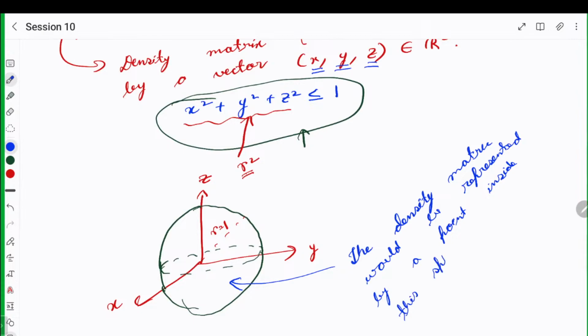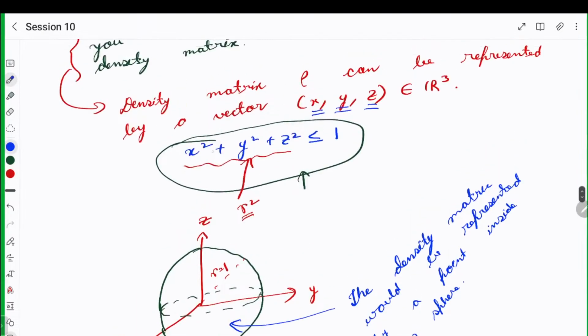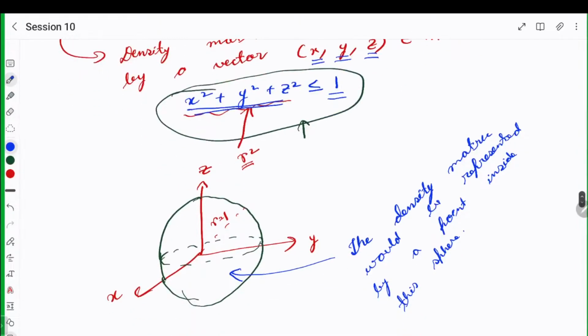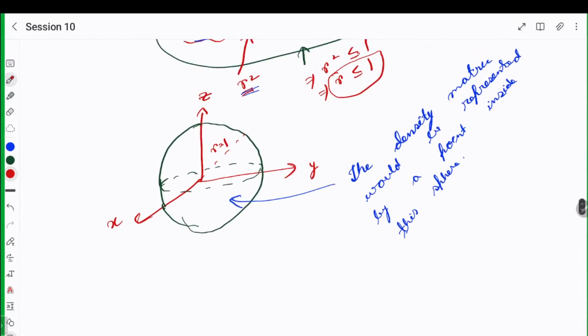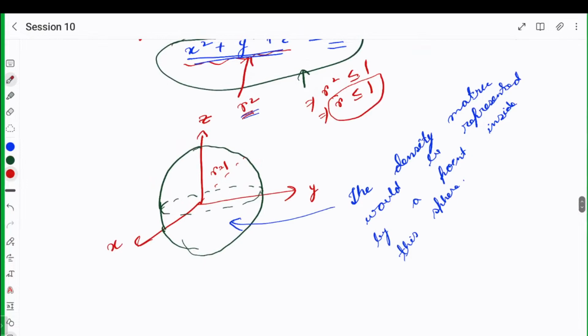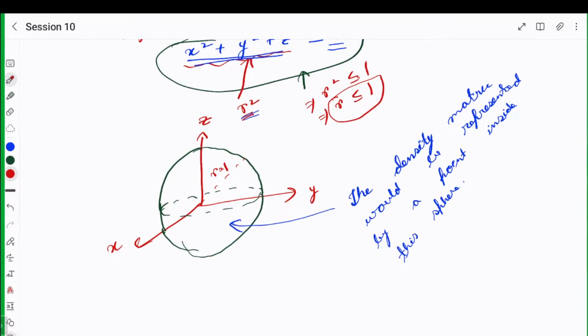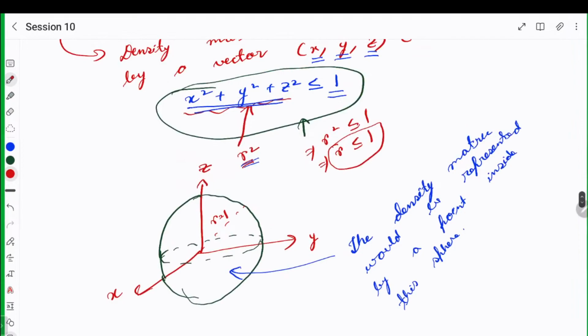Okay, because as you have seen, x squared plus y squared plus z squared is less than or equal to 1. So r squared was less than or equal to 1, which means that r is less than or equal to 1. If you remember, we had also represented the state vectors on a Bloch sphere, but they were on the surface of the Bloch sphere. Here we are saying that the density matrices can be on the surface or inside the Bloch sphere. Okay.